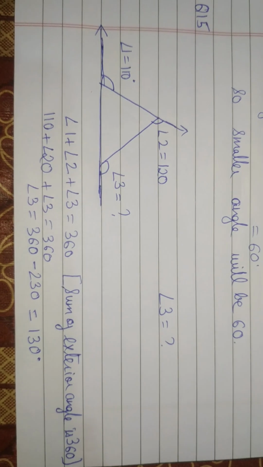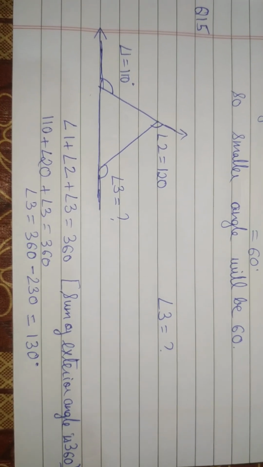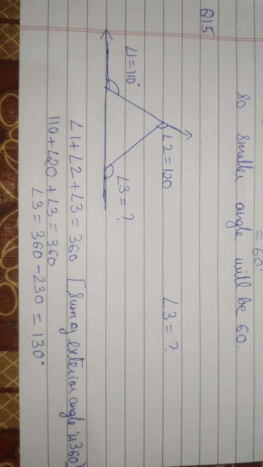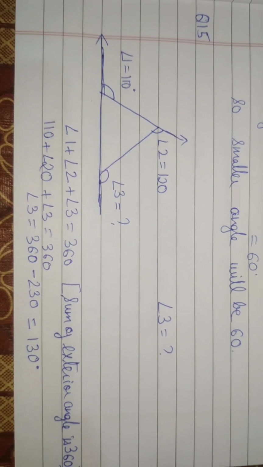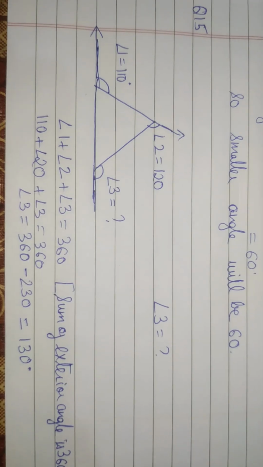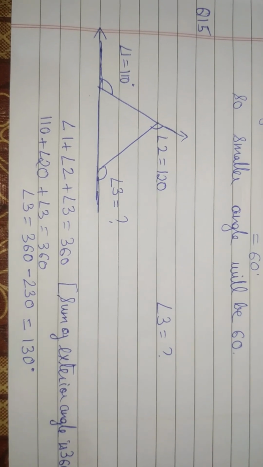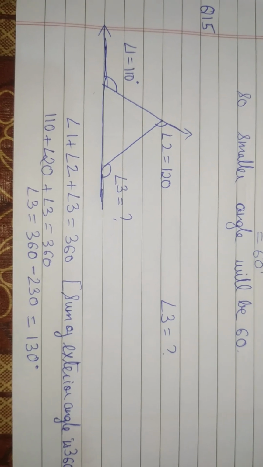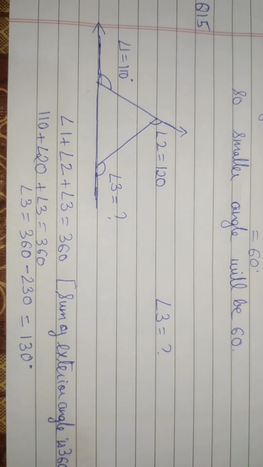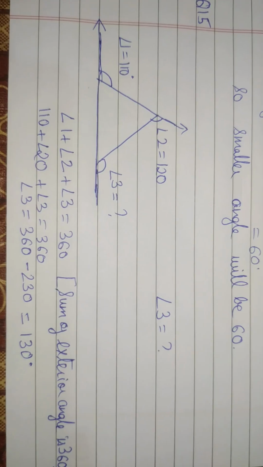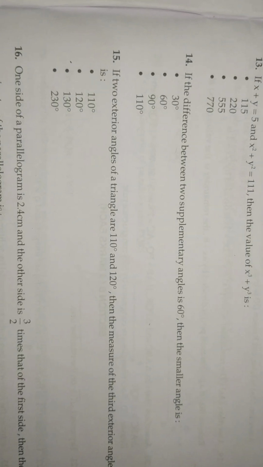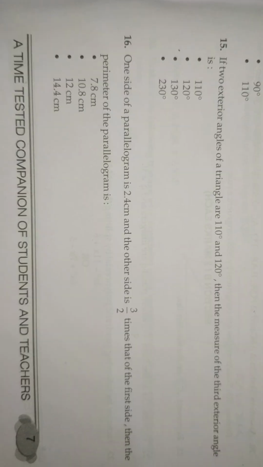The sum of interior angles is 180. So in this case it is an exterior angle, so we'll do 360. So 110 plus 120 plus angle 3 is equal to 360. So angle 3 is equal to 360 minus 230. So the final answer will be 130. So the correct option will be the third one.